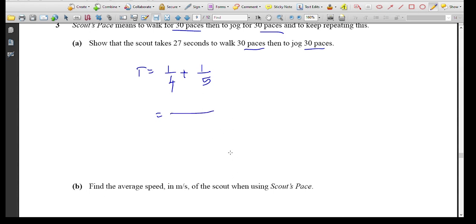So here we can take the LCM, and if we put it in our calculator, we are getting the answer as 9 divided by 20 minutes. Don't forget that it is in minutes. Then we want the answer in seconds, so multiply the value we got by 60, so that we are getting the answer as 27 seconds. Yes, we have proved it.